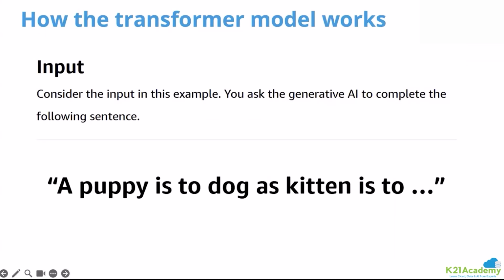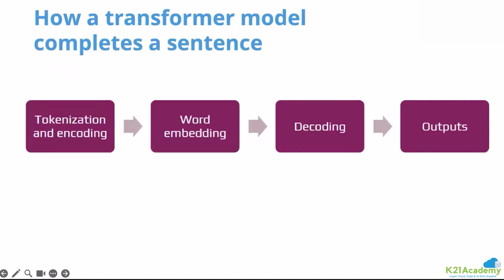So if you type "a puppy is to a dog as a kitten is to dash" from a ChatGPT UX to the GPT model, now you can answer it, but how did it write the answer as puppy? Let's figure it out. What we are looking at is how a transformer model completes a sentence. It will do tokenization and encoding, then word embedding, then decoding, and only then will you get the output. So this is the step-by-step way by which it completes that sentence.